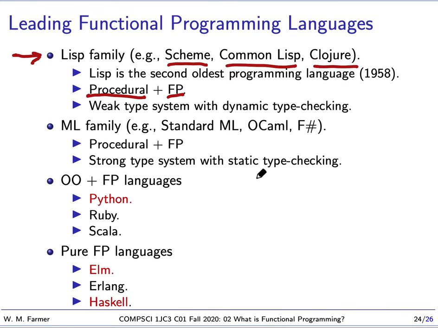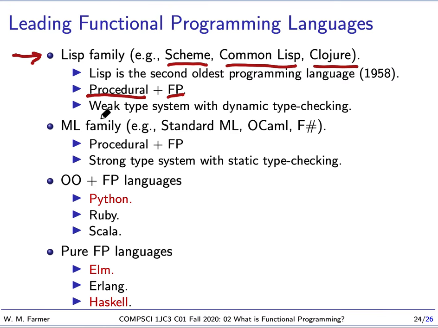It has typing, but it is a weak type system with dynamic type checking. This means type checking does not occur before you run the program. It occurs during the program. So this means you may have a serious type error. You may not know about it till your program's running.